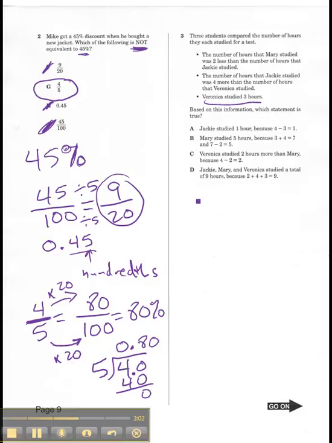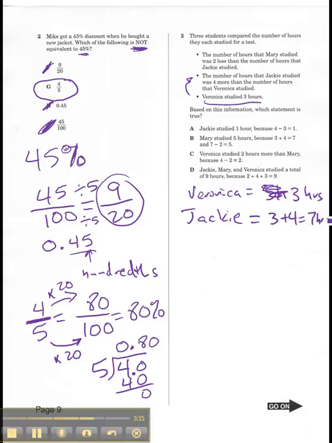So I'm going to use a problem-solving method called working backwards to figure out how long each of the students studied. Veronica studied 3 hours. They told us that. Now I'm working backwards, on this clue: the number of hours that Jackie studied was 4 more than the number of hours that Veronica studied. So 4 more than 3, or 3 plus 4, or 7 hours.